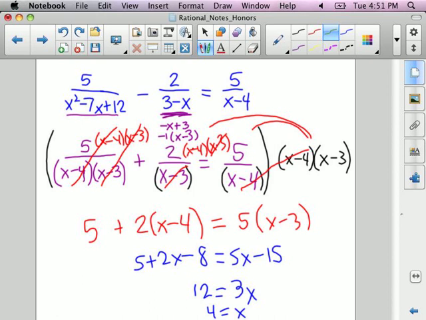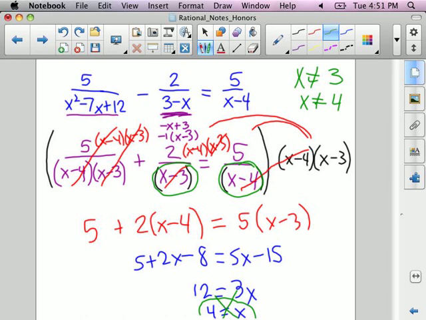What numbers can x not be? What would have been bad for x that we would divide by 0? And it turns out from right here and right here, those are the easiest places to see it. The bad numbers for x, we say x can't equal 3 and x can't equal 4. Well, this is bad news for us because we got our answer, x equals 4 right here. That can't happen because we said that number's not allowed.